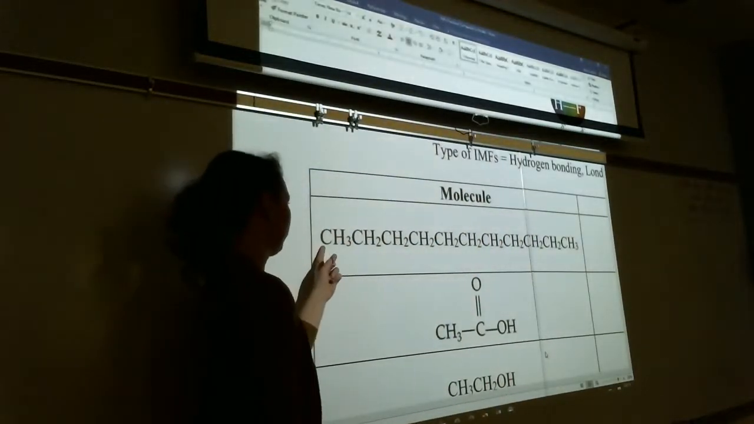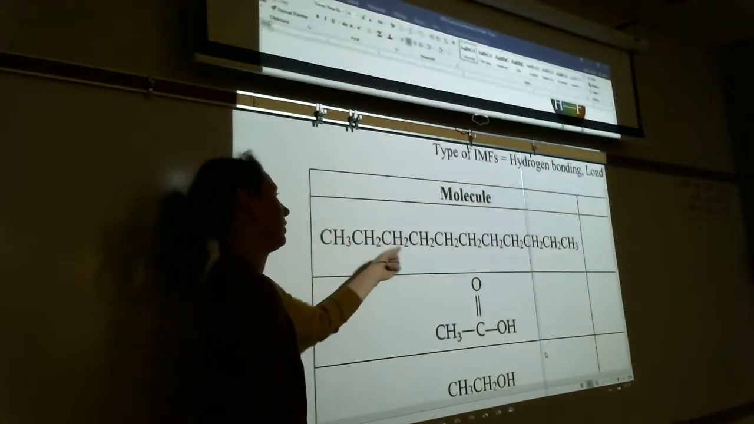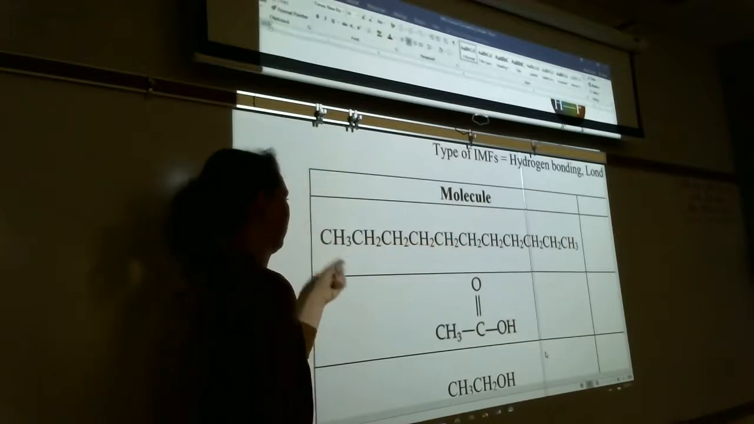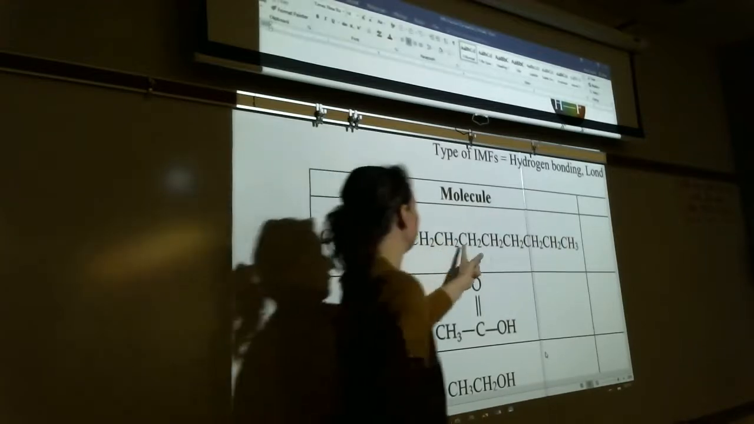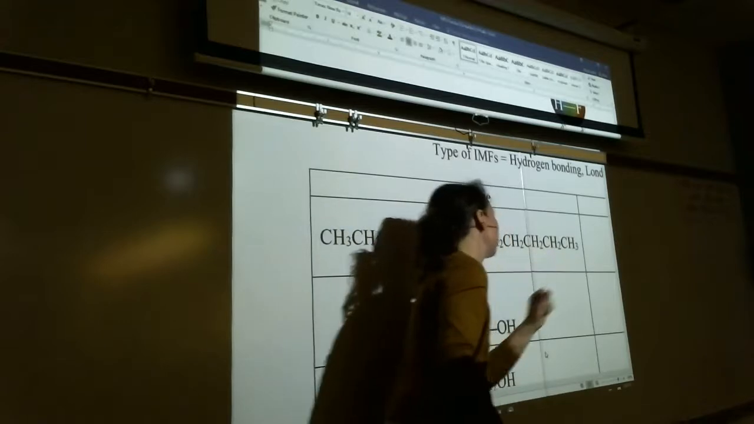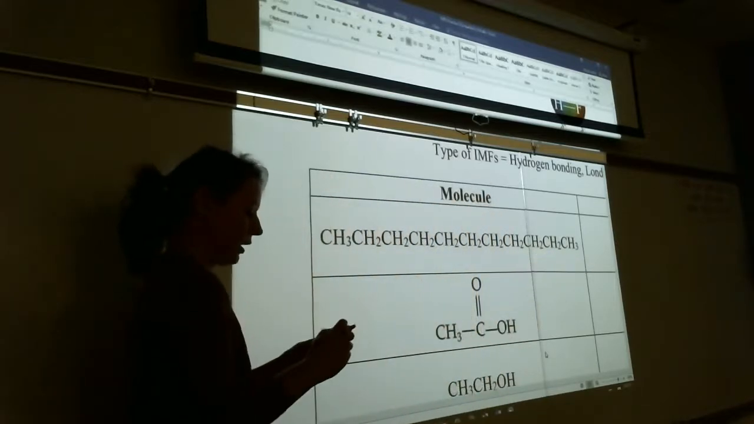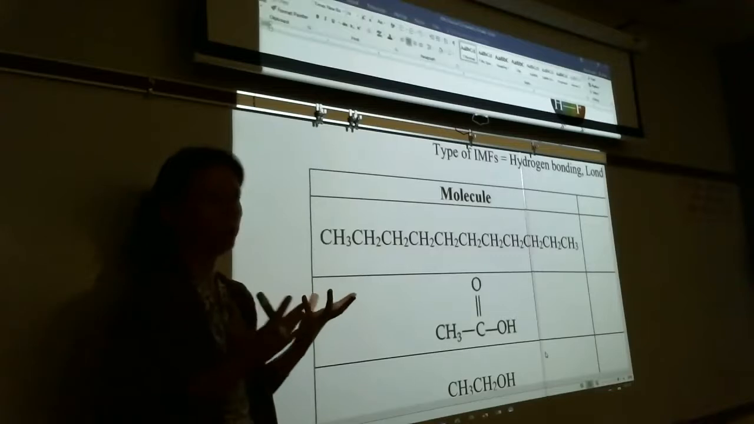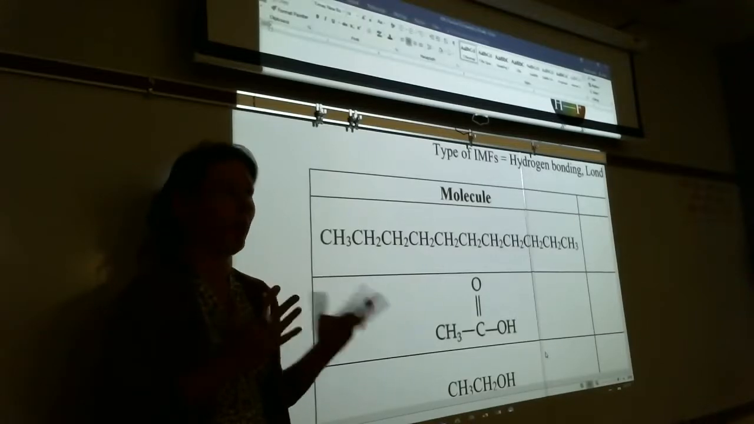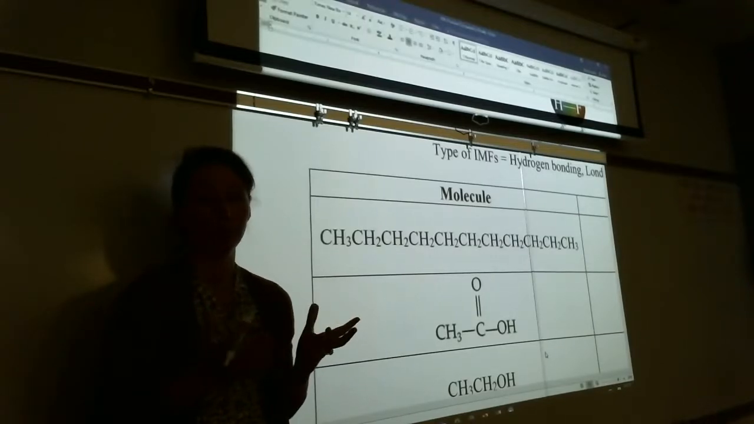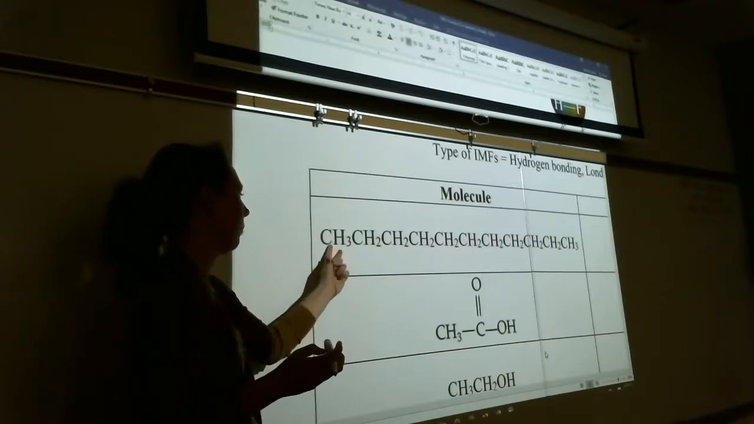So in this problem, CH3, CH2, CH2, CH2. This is an 11 carbon chain. I think we counted it out. 1, 2, 3, 4, 5, 6, 7, 8, 9, 10, 11. Yep, it's an 11 carbon chain. Undecane. All right, so do carbon and hydrogen have differences in electronegativity? Is a carbon-hydrogen bond polar? It's the same, right? This is a non-polar bond.